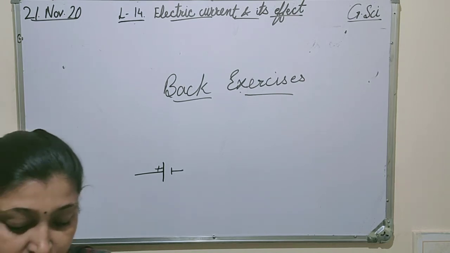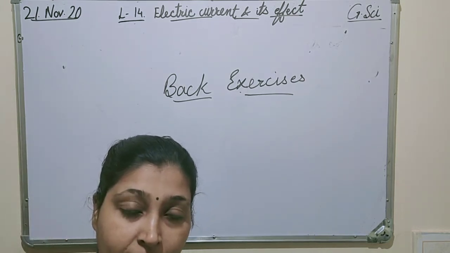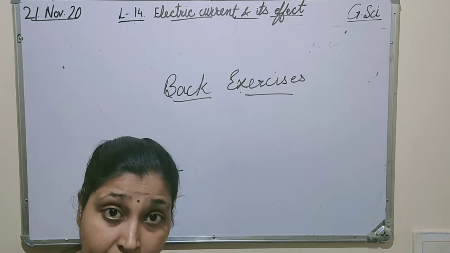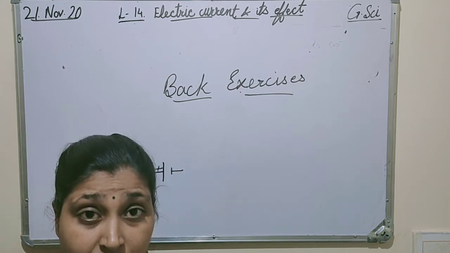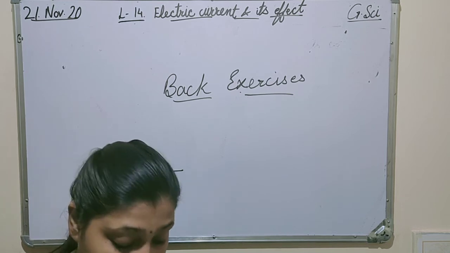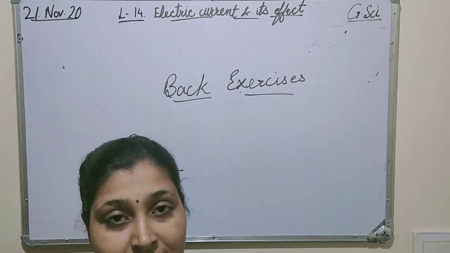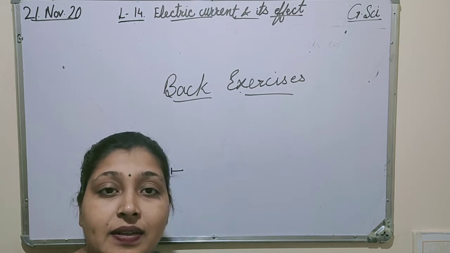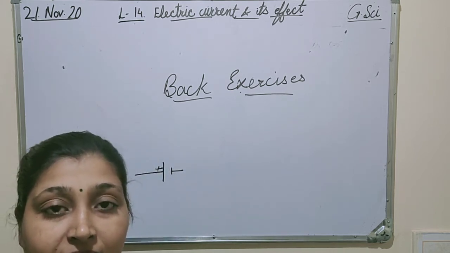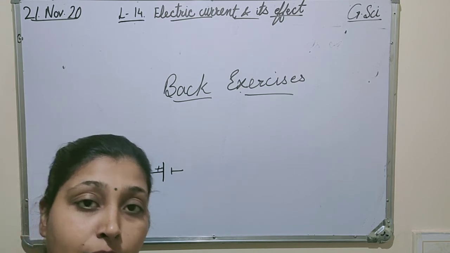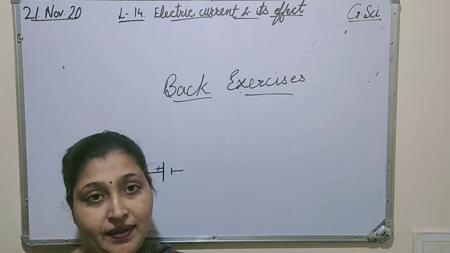An electromagnet does not attract a piece of iron. Yes, electromagnet attracts or does not attract? They are writing does not attract. It means they are saying false. Electromagnet rather is a much stronger magnet. It can attract iron pieces much more than a bar magnet.